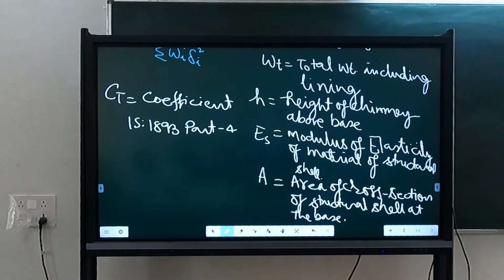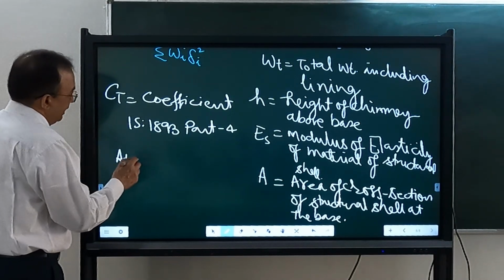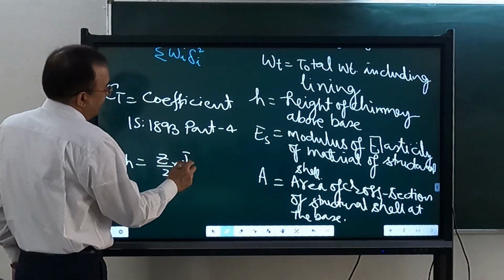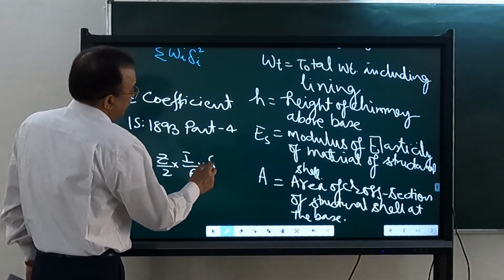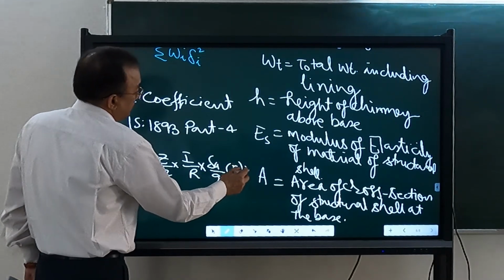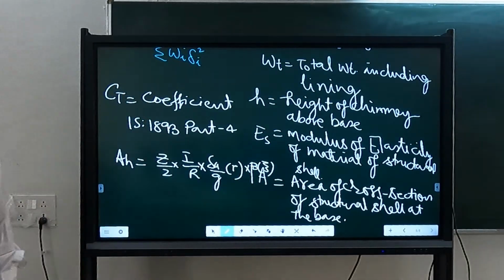Now hysteretic damping you consider through the response reduction factor R. Once the period is known, you can calculate H. So that will be Z by 2 into I by R into SA by g at this T which we have calculated, into beta xi. Beta xi, how we will calculate?